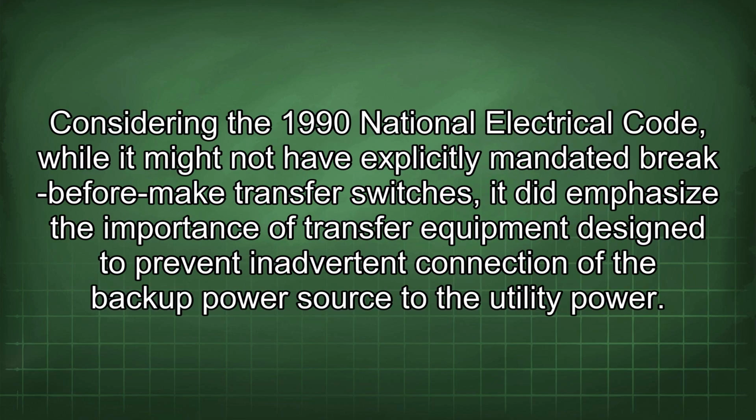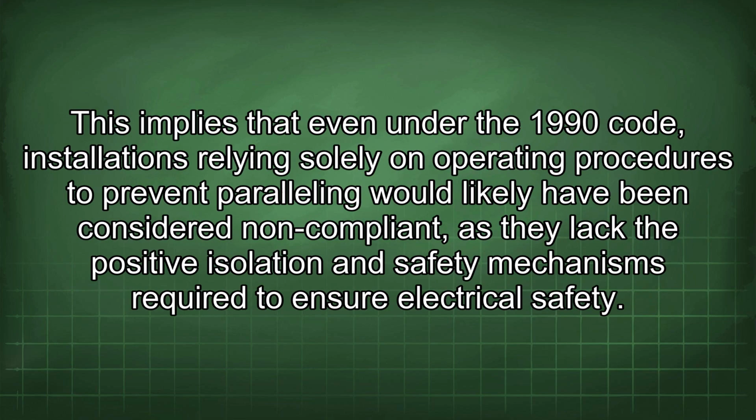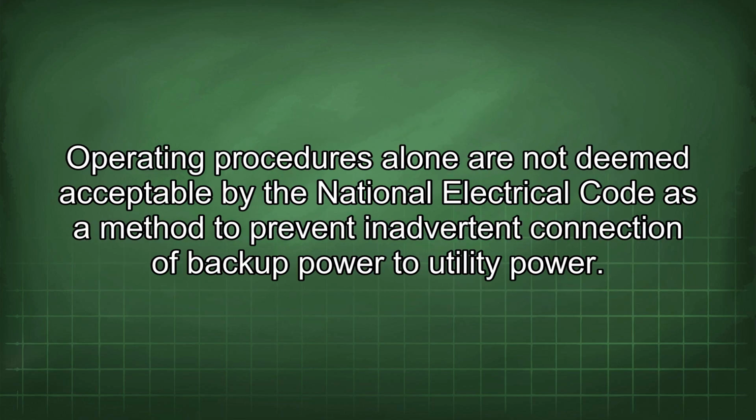Considering the 1990 National Electrical Code, while it might not have explicitly mandated break before make transfer switches, it did emphasize the importance of transfer equipment designed to prevent an inadvertent connection of the backup power source to the utility power. This implies that even under the 1990 code, installations relying solely on operating procedures to prevent paralleling would likely have been considered non-compliant, as they lack the positive isolation and safety mechanisms required to ensure electrical safety. Operating procedures alone are not deemed acceptable by the National Electrical Code as a method to prevent an inadvertent connection of backup power to utility power.